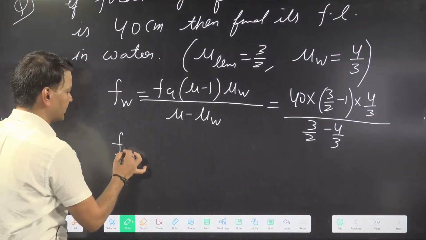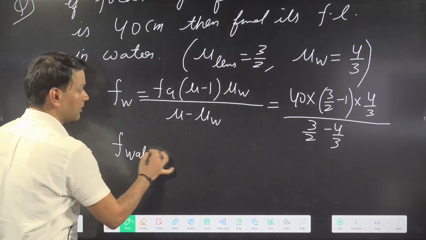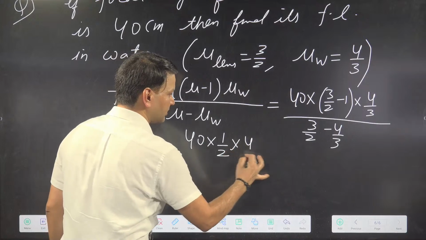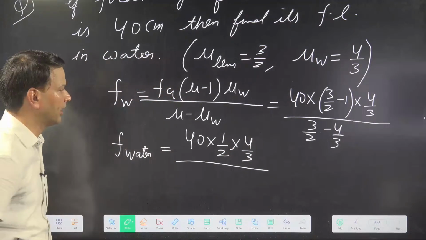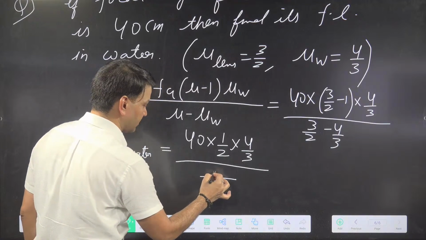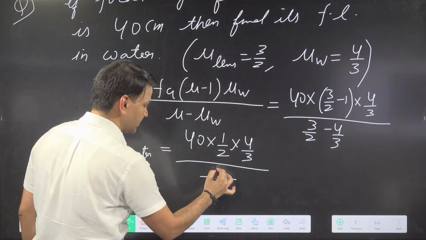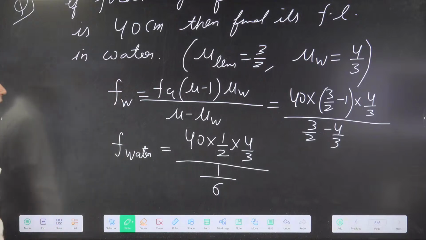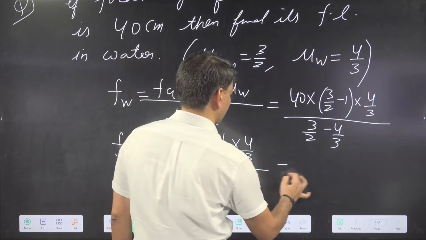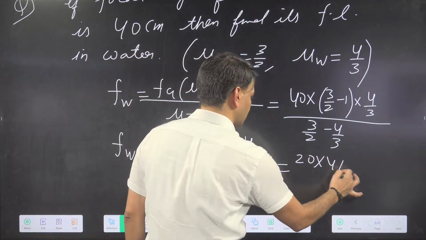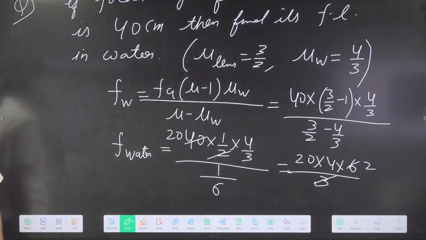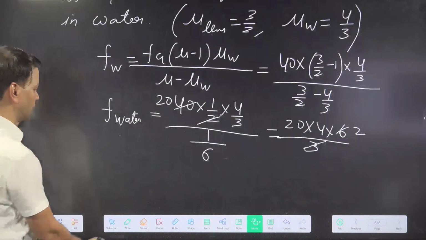Then the focal length in water you will get 40 into 1/2 into 4/3 upon (3/2 minus 4/3). 6 LCM, 9 minus 8, that is 1/6. Now 6 goes, so this becomes 20. So 20 into 4 into 6 upon 3. 3 twos are 6. Then what you got? 160 centimeter. So the focal length in water you got 160 centimeter.